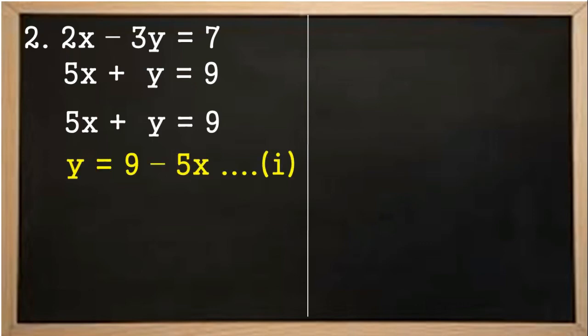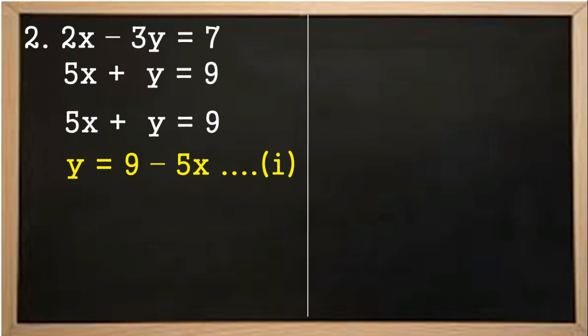Let us equate the equation to y. It results as 9 minus 5x. So first step is over. Let me repeat. What is the first step? Among the two equations, consider any one equation and equate the equation to y in terms of x, or x in terms of y. But now we have made a rule that we are going to always equate the equation to y in terms of x.